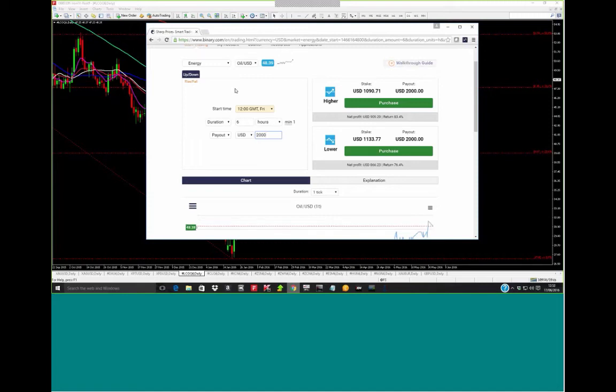And remember, I only need the trade to close 1 point lower than the entry in order to win the trade. So on this trade, there's going to be a stake of $1,133 US, and I'm going for a $2,000 payout. Duration is 6 hours, okay? So any questions at all, let me know. Otherwise, we're going to go ahead and just purchase that.